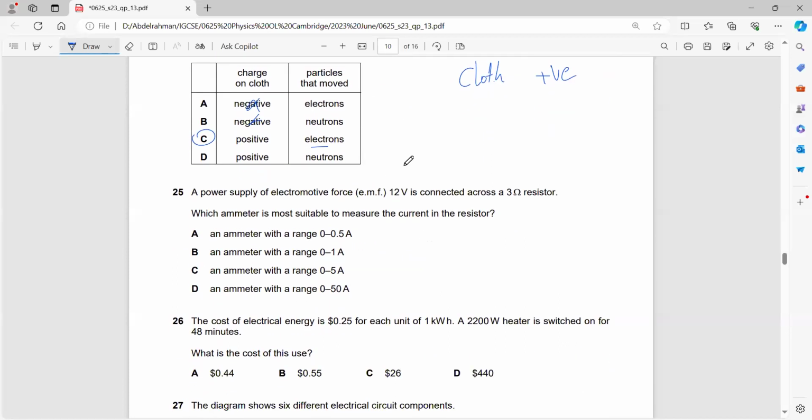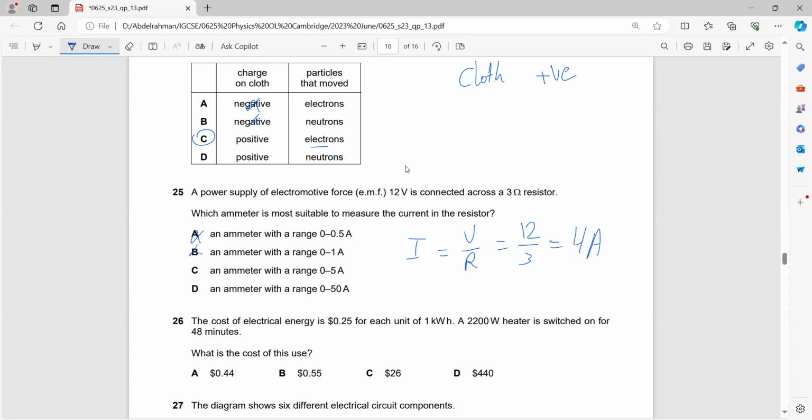A power supply of electromotive force 12 volts is connected to a 3 ohm resistor. Which ammeter is most suitable to measure the current in the resistor? Which ammeter should we use? Can I find the current? Yes, I can find the current. I equals V over R, which is 12 over 3, 4 amperes.